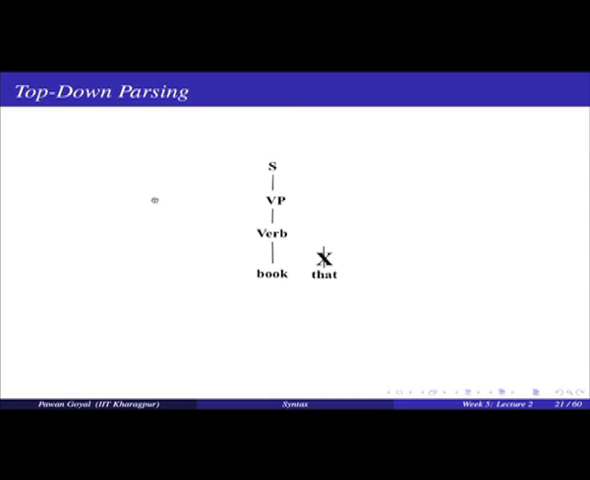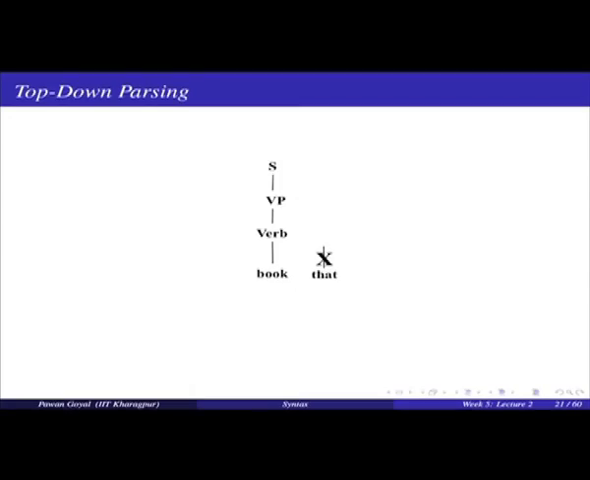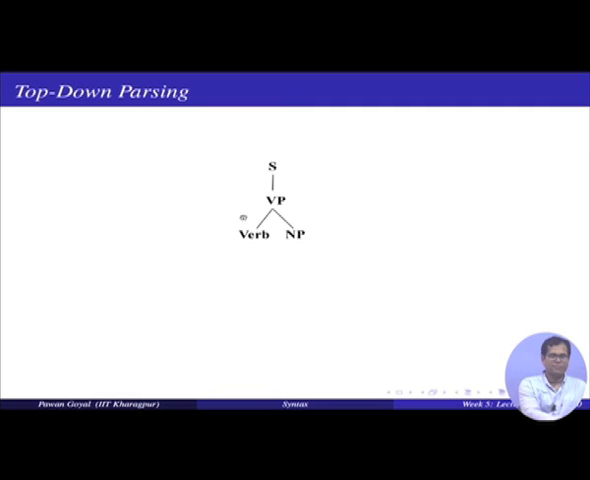Yes, that flight, there is no other node starting from S that captures this. This is again not a valid tree. So I'll try out something else with VP. The next possibility is verb followed by NP. Okay, verb followed by NP, and verb gives me book.